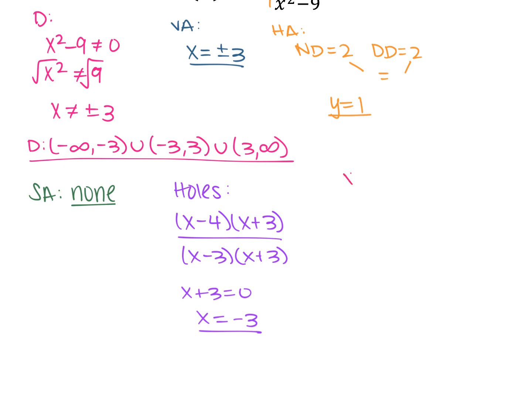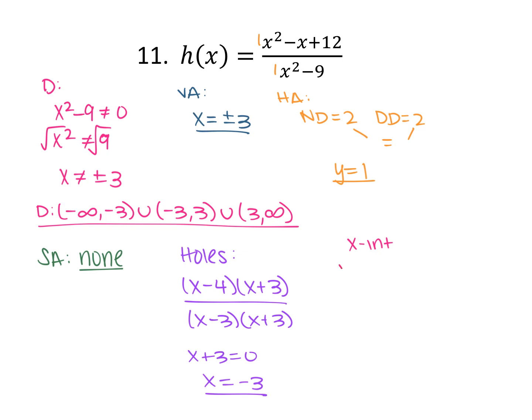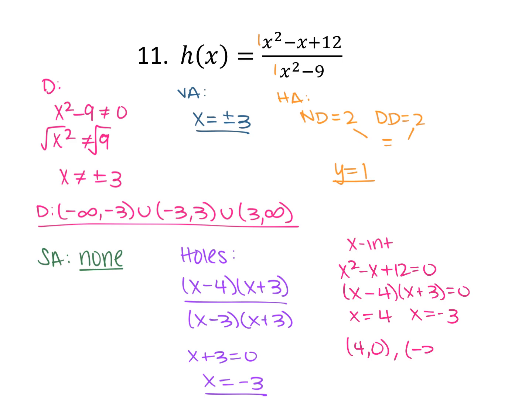For your x-intercept, you're plugging in 0 for y, so that's going to give you x squared minus x plus 12 is equal to 0. So that factors to give you x minus 4 times x plus 3 is equal to 0, which gives you x is equal to 4 and x is equal to -3. So your x-intercept ordered pairs are the ordered pairs 4, 0 and -3, 0.